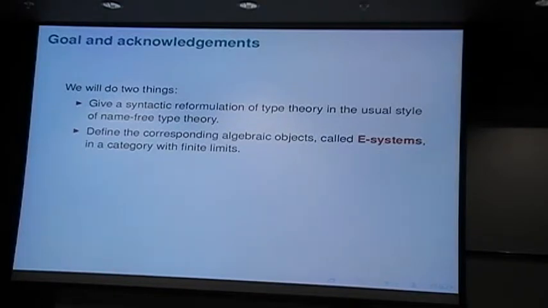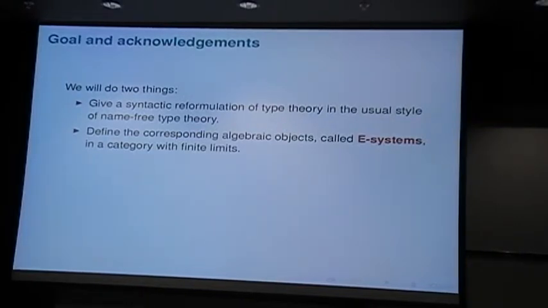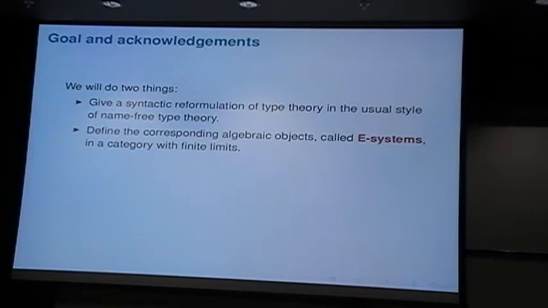Using the usual style of name-free type theory. And the corresponding algebraic objects are called E-systems, because last year I was talking about this in Paris with Vladimir, and he was at the same time working on a thing which he calls C-systems and B-systems. And E-systems are something similar. C-systems are categories of attributes which were introduced by Cartmell in the 70s or 80s.